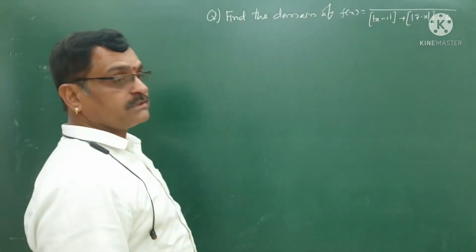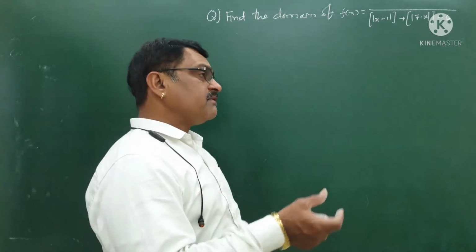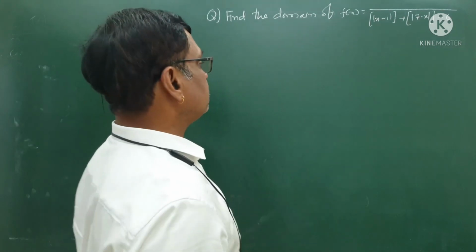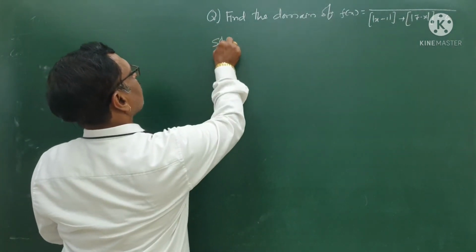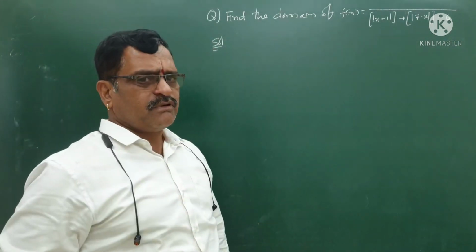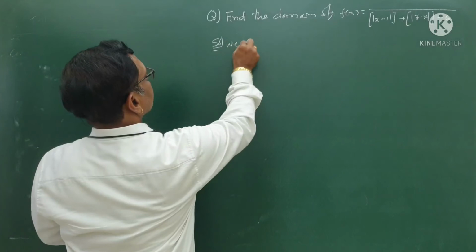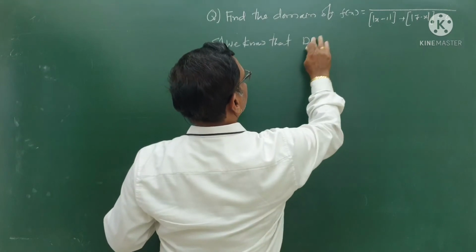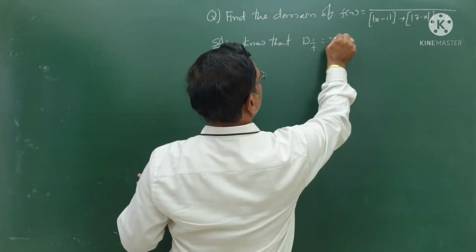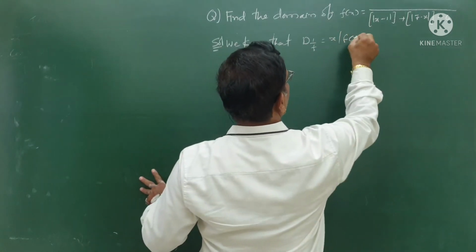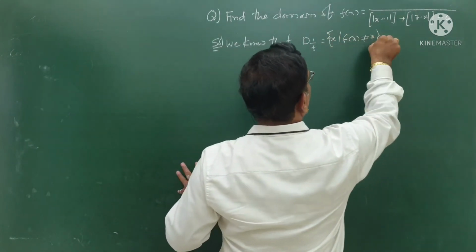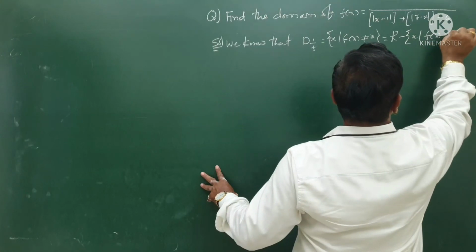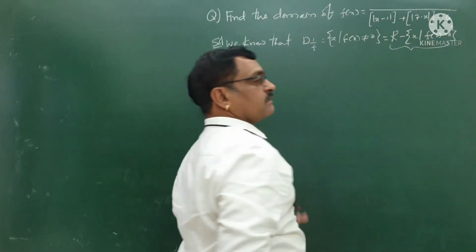Find the domain of f of x is equal to 1 over integral part of mod of x minus 1 plus integral part of mod of 7 minus x minus 6. Solution. Now it is just in the form of 1 by f. We know very well that domain of 1 by f is equal to x such that f of x not equal to 0, or I can say R minus those real numbers for which f of x is equal to 0. I'll go for this point.